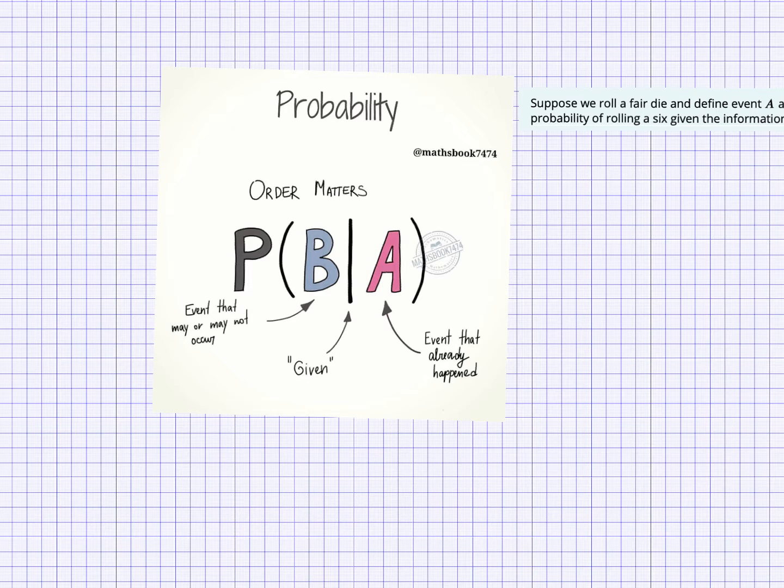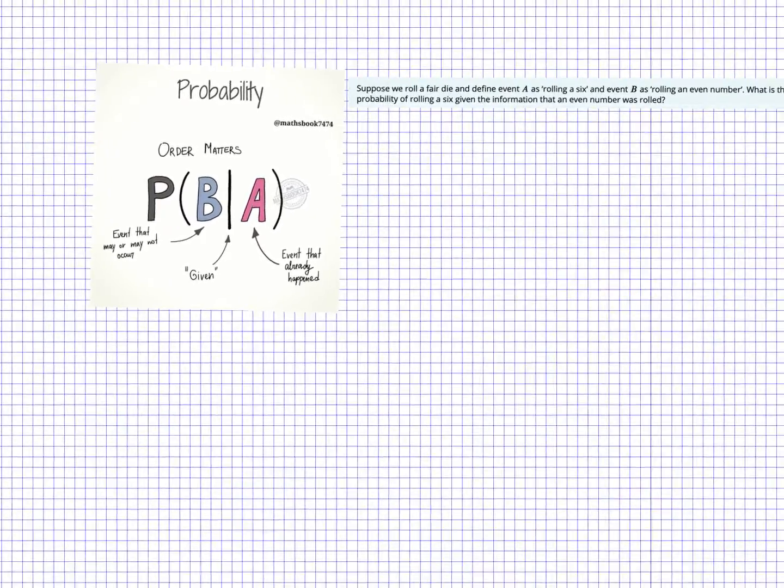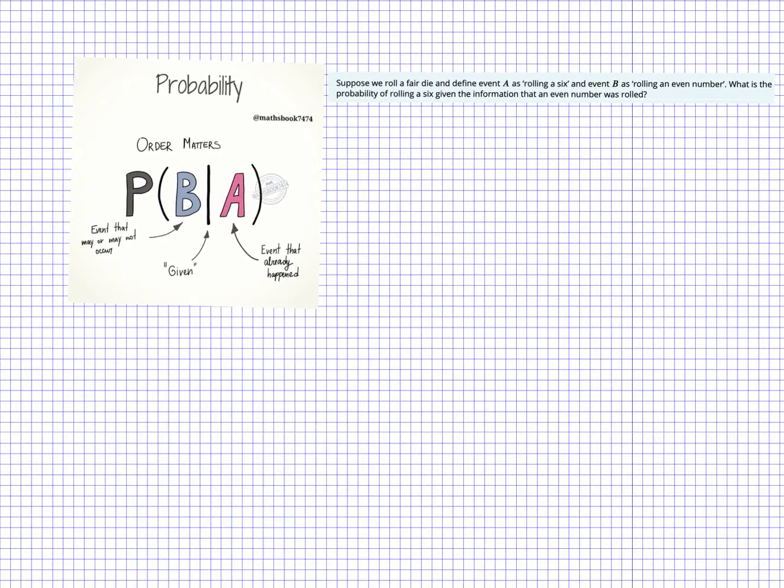All right, so it says that B is the event that may or may not occur, and A is the event that's already happened. And we read it as, what are the chances of B happening given that A has happened? Okay, so obviously this changes the sample space and the probability from the total of the experiment into a smaller subset. And I'll show you what I mean.